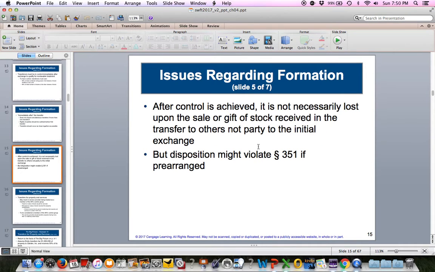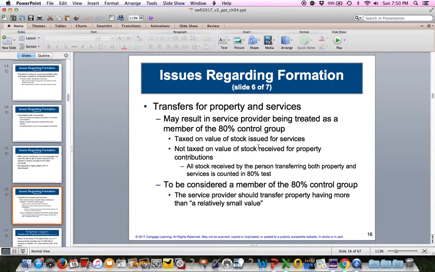So after control is achieved, it's not necessarily lost upon the sale or gift of stock received in the transfer to others not party to the initial exchange, but disposition might violate section 351 if it was prearranged. Transfer of properties and services may result in service provider being treated as a member of the 80% control group, taxed on the value of stock issued for services, not taxed on value of stock received for property contribution.